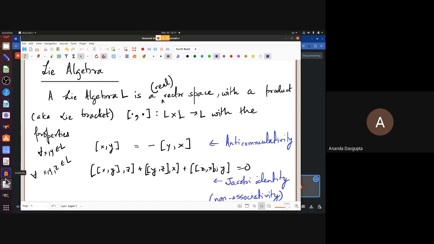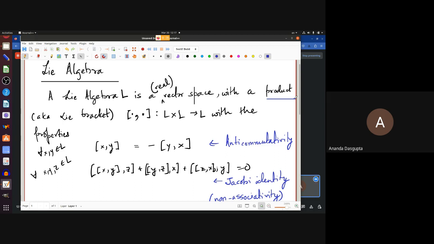For the time being, this is just a real vector space, and the space has a product. By definition, when you say vector space has a product, you mean that the product behaves nicely with respect to addition and multiplication by a scalar, which means it distributes nicely over addition and so on. In other words, it's a linear product.